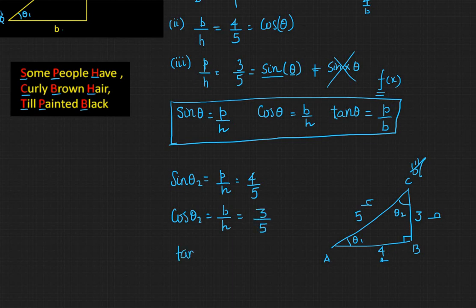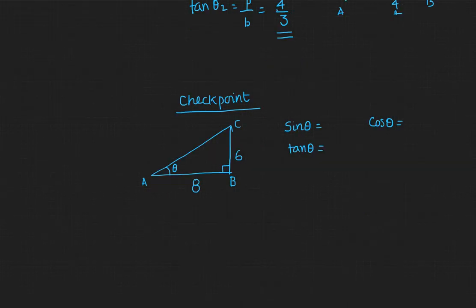And your tan theta 2 is till painted black, perpendicular by base. So that is 4 by 3. So your value of sine, cos, and tan changes based on where you're viewing from. That's what we have for this triangle.